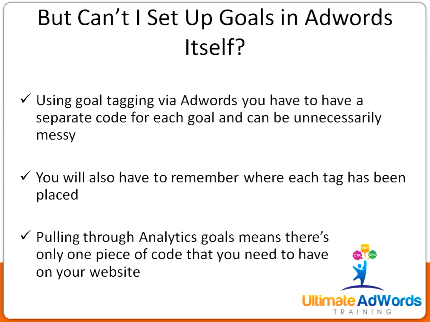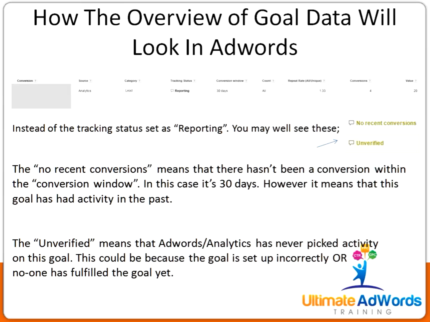Now, there is a way to set up goals within AdWords itself, but it requires an individual tag that needs placing on the website, and you will have to do this for each goal you create, so it's unnecessarily messy when compared to linking straight through from analytics. That means that you don't have to remember where each tag has been placed, because you only have one tag, which is the analytics tag in your website. In AdWords, once you've set up the goal, it will have a certain status. No recent conversions means there has been no conversions within the 30-day window. However, it means that there has been some activity in the past.